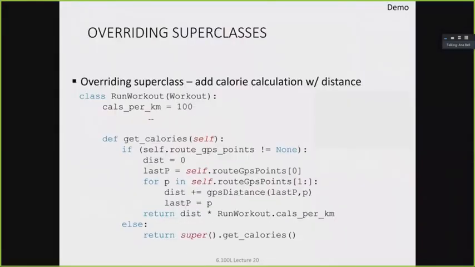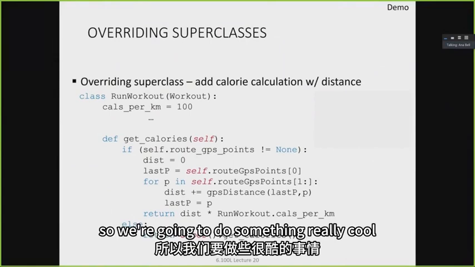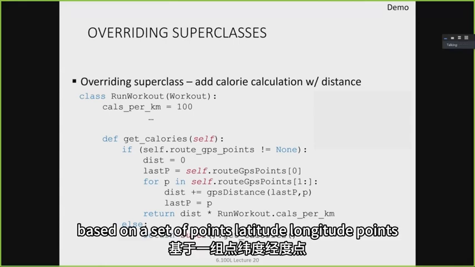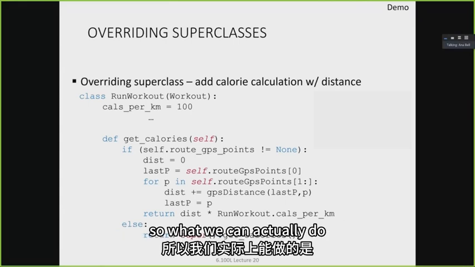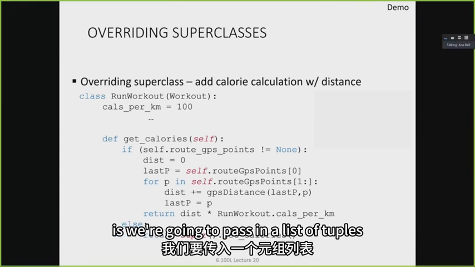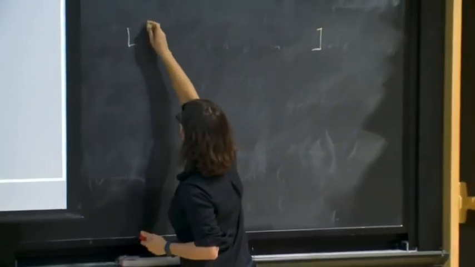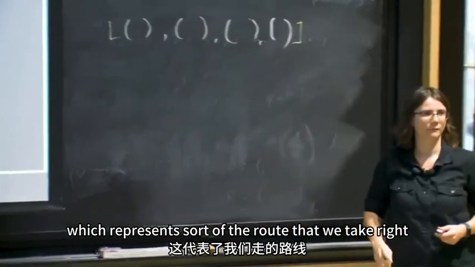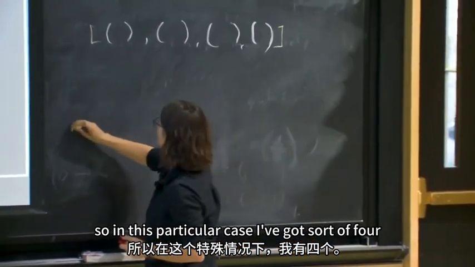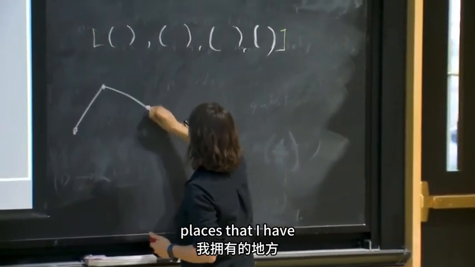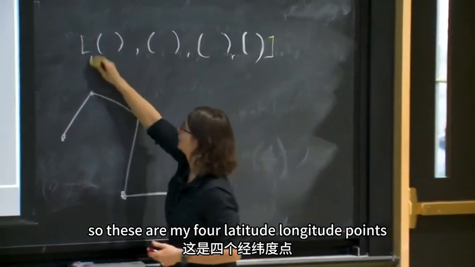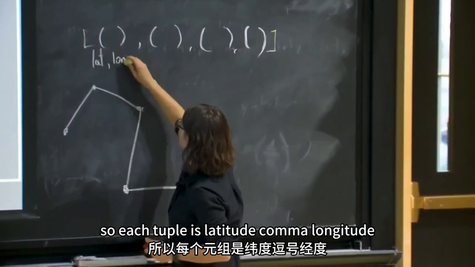What is this one going to do? So we're going to do something really cool. We're going to estimate the number of calories burned for a run workout based on a set of points, latitude, longitude points. So what we can actually do is we're going to pass in a list of tuples, like this, which represent sort of the route that we take, right? So from point A, so in this particular case, I've got sort of 4 places that I have jogged between. So these are my 4 latitude, longitude points. So each tuple is latitude, comma, longitude.